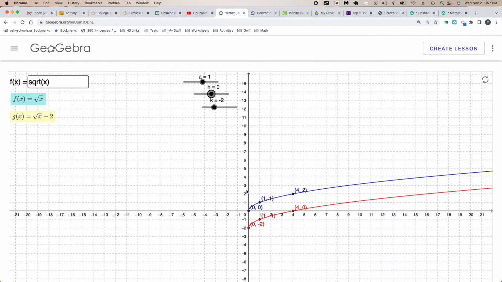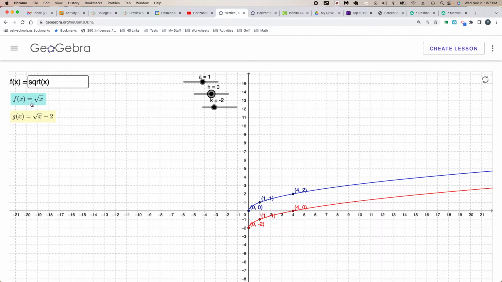If I move the h value back to 0, you can see that the k value is really just the y-intercept on the base function, root of x. But if we have some sort of h value in there, then it's just representing up or down a certain amount of units.